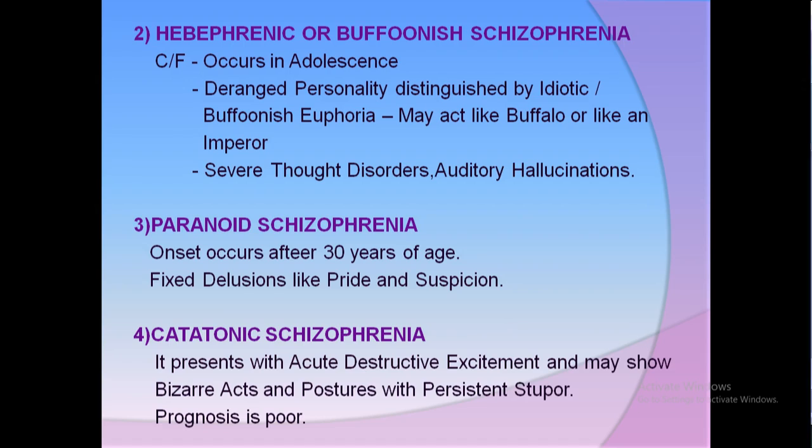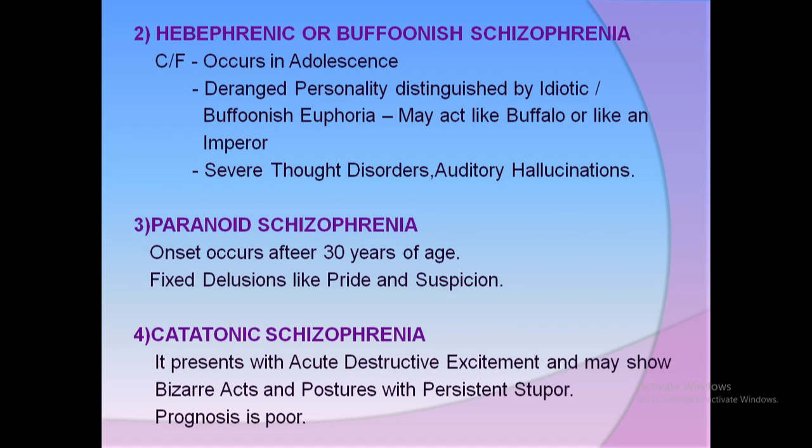Second type is hebephrenic or buffoonish schizophrenia. It occurs in adolescence. Deranged personality distinguished by idiotic or buffoonish euphoria. Patient may act like a buffoon or like an emperor. Severe thought disorders, auditory hallucinations are also present.